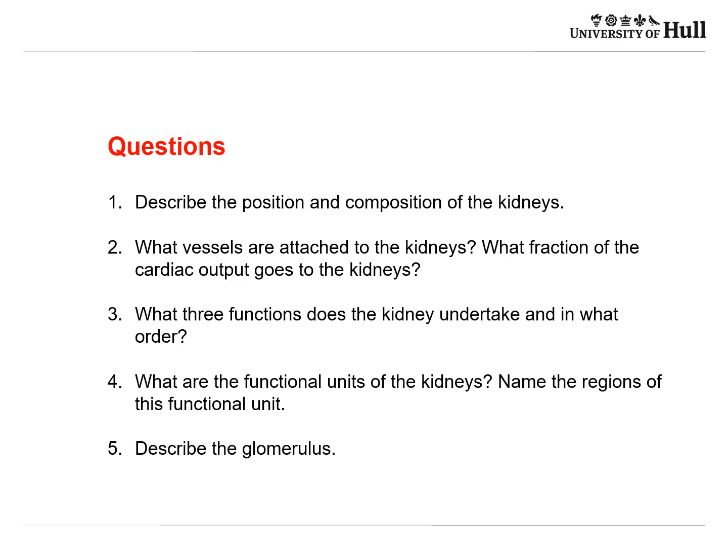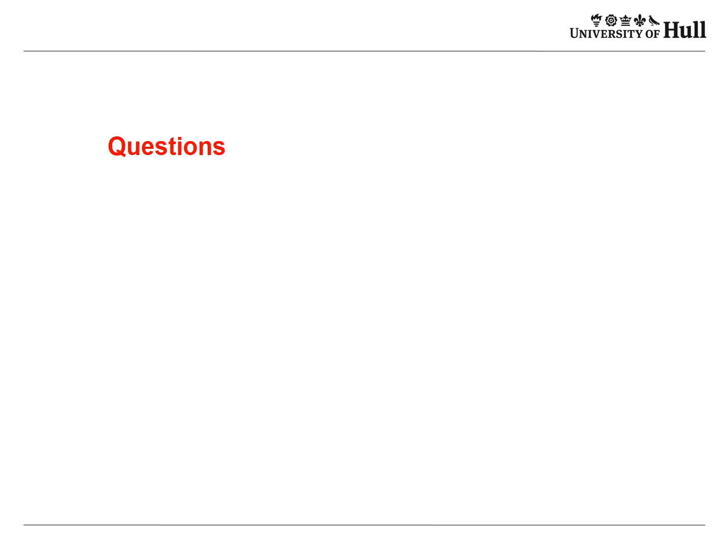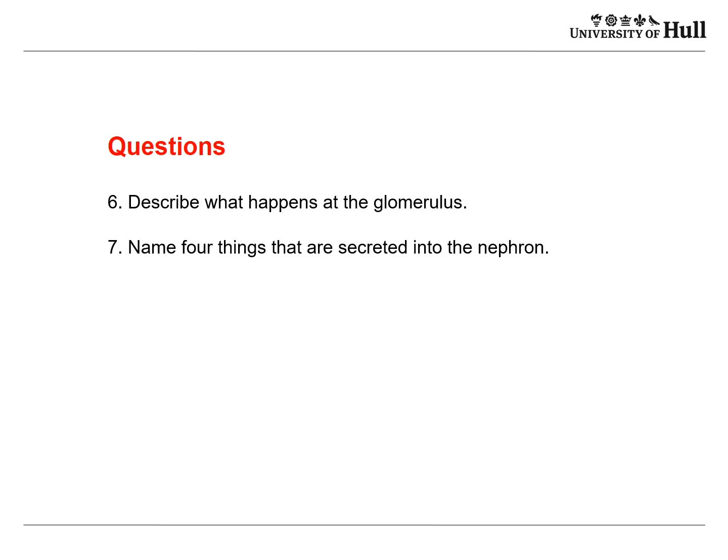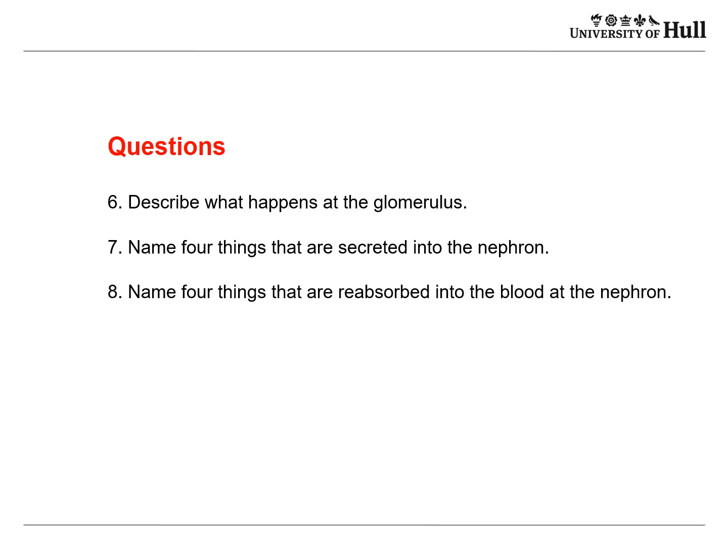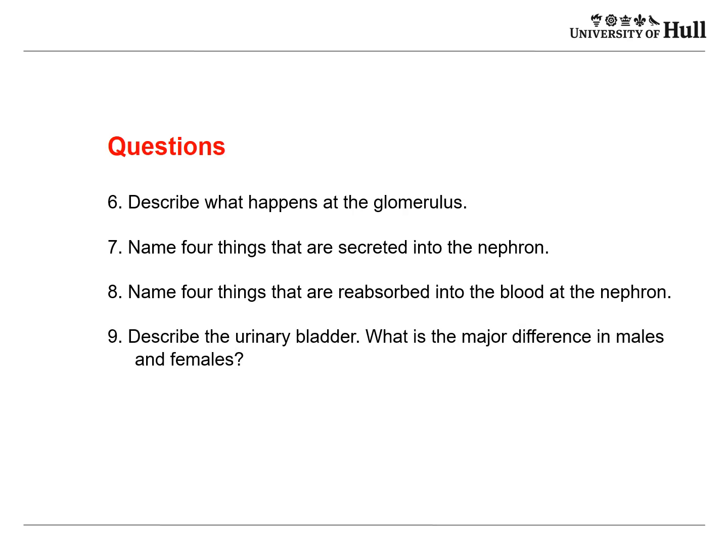5. Describe the glomerulus. 6. Describe what happens at the glomerulus. 7. Name 4 things that are secreted into the nephron. 8. Name 4 things that are reabsorbed into the blood at the nephron. 9. Describe the urinary bladder. What is the major difference in males and females? 10. Describe normal micturition.